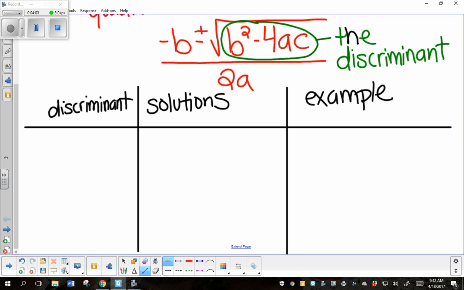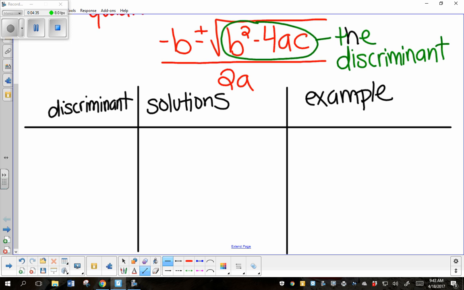So we're going to have different discriminants, how many solutions and what type of solutions we'll get, and then we'll put an example of each one. So if our discriminant, if what's in the square root equals 0, so you've got negative b plus or minus nothing all over 2a, how many answers do you think we'll have? One answer. Nice, Clay. Yep, Clay did say that.